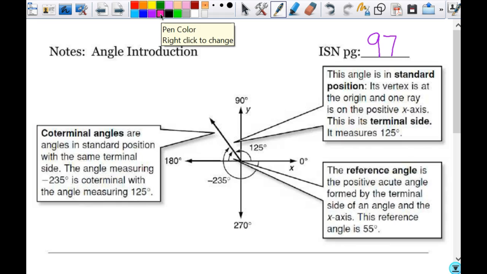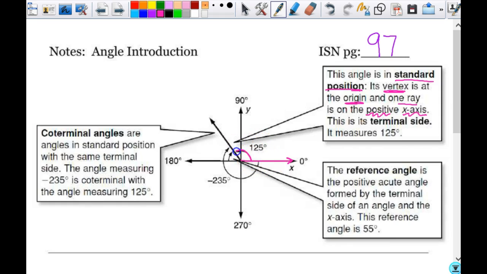All right. So this angle right here, remember you can draw angles on the coordinate plane. When you do that, this is in standard position. Understanding what standard position means is important. Its vertex is at the origin, and one ray is on the positive x-axis. Angles are made up of two rays that share a common vertex, so we can refer to the sides as the ray or the sides. It's kind of interchangeable.